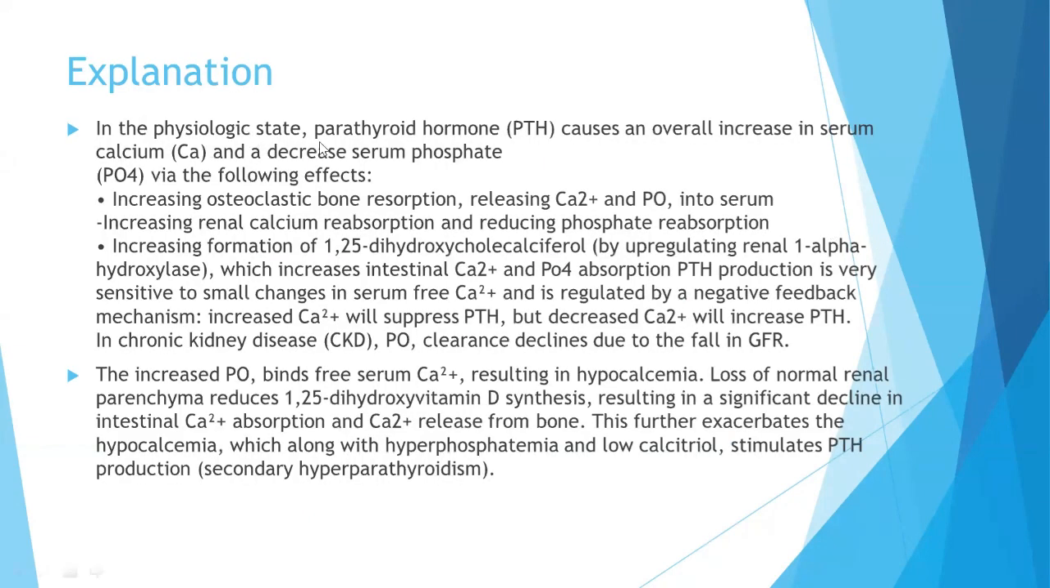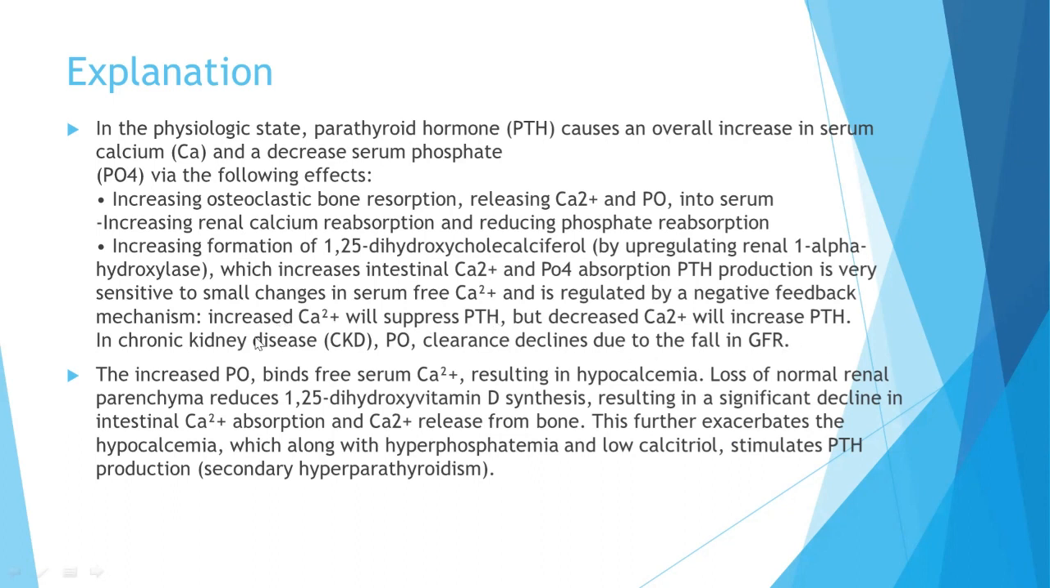So in the physiological state, PTH causes an overall increase in the serum calcium and a decreased serum phosphate. By the following effects, there is increased osteoclastic bone resorption, releasing calcium and phosphate into the serum. There is increased renal calcium reabsorption and reduced phosphate reabsorption, and increased formation of 1,25-dihydroxycholecalciferol, which increases the intestinal calcium and phosphate absorption. PTH production is very sensitive to small changes in the serum free calcium and is regulated by a negative feedback mechanism. So whenever there is increased calcium, it will suppress the PTH, but decreased calcium will increase the PTH secretion, like in our patient.